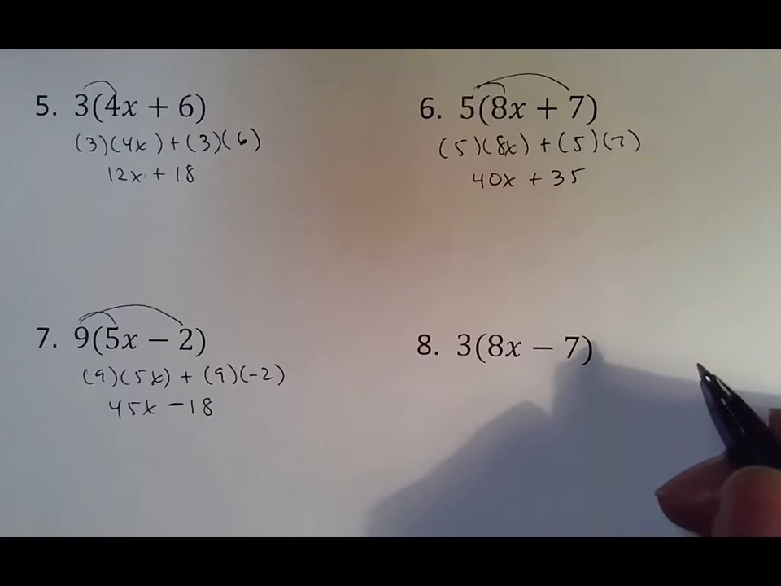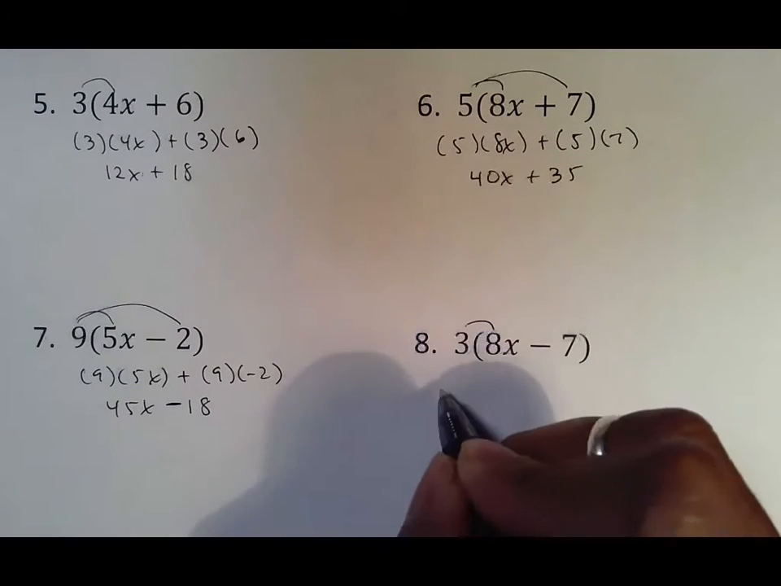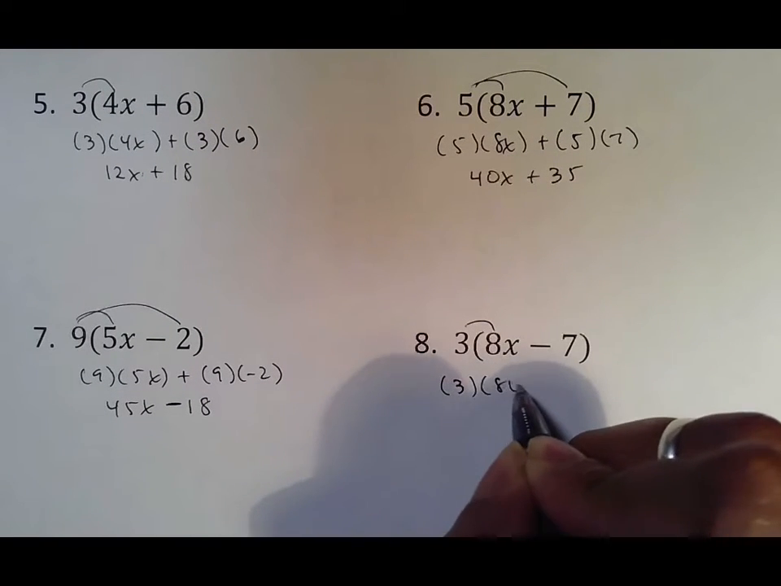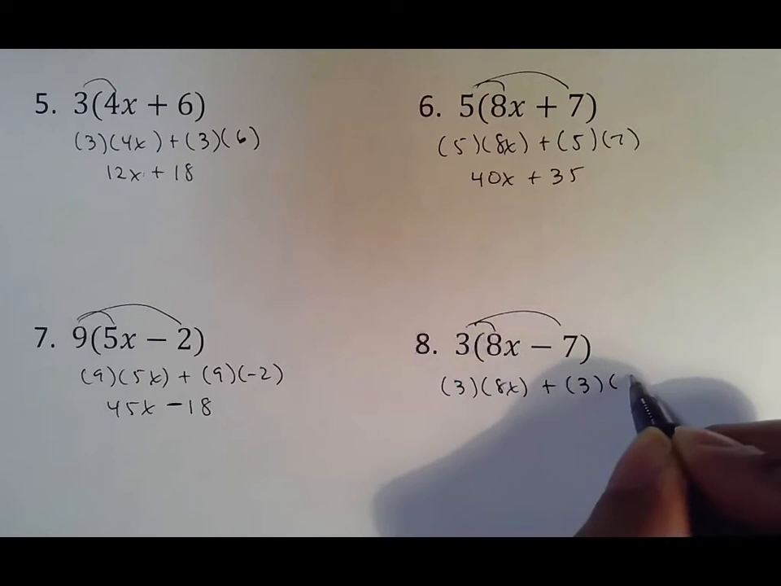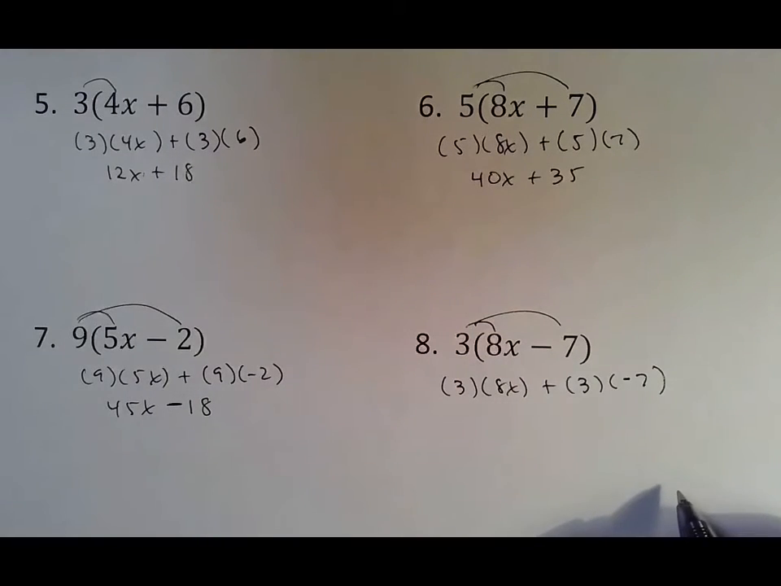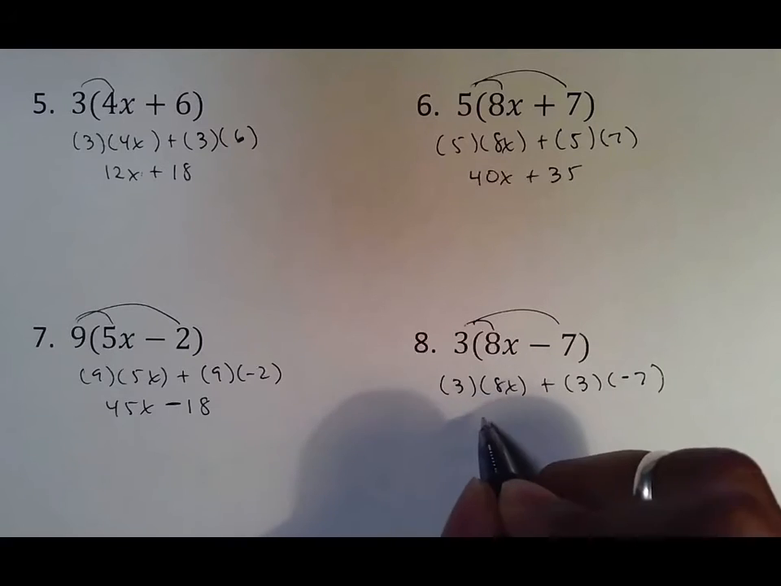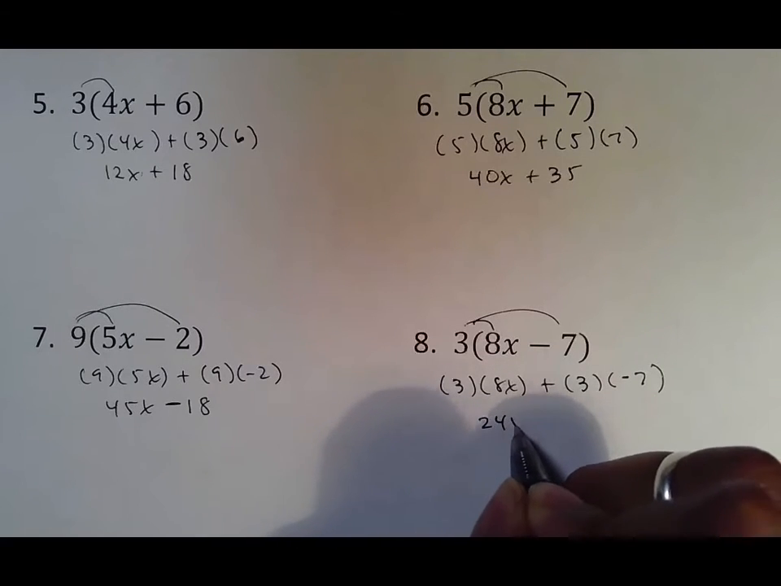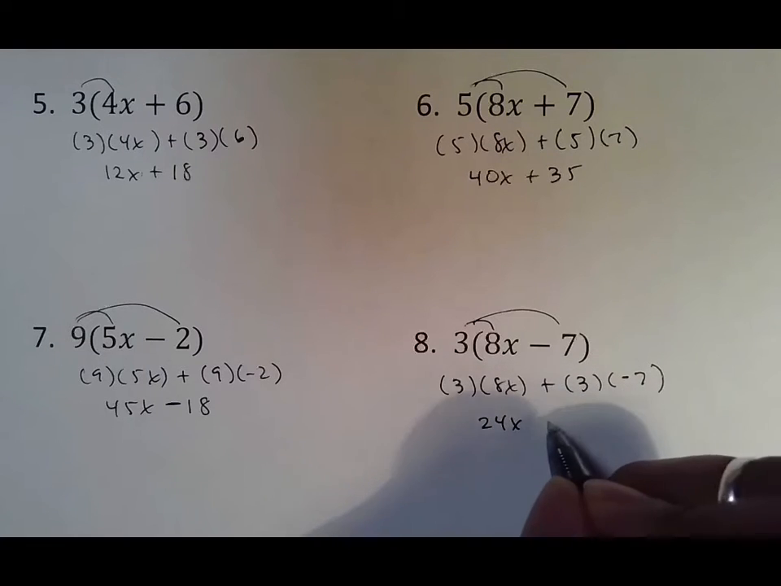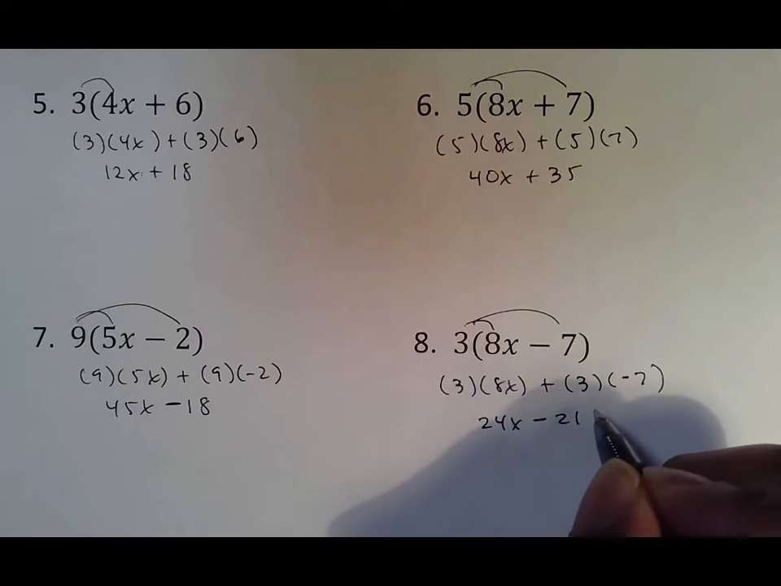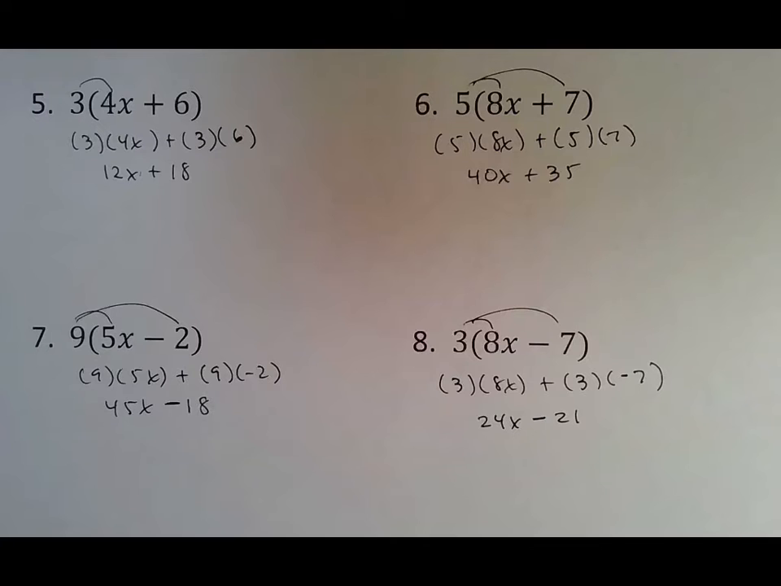3 times 8x minus 7. 3 meets 8x, and 3 meets, don't forget that is a -7. So when you do your 3 times 8x, that is going to be 24x, because remember, we multiply and bring it down. 3 times -7, the signs are different, is going to be a -21.